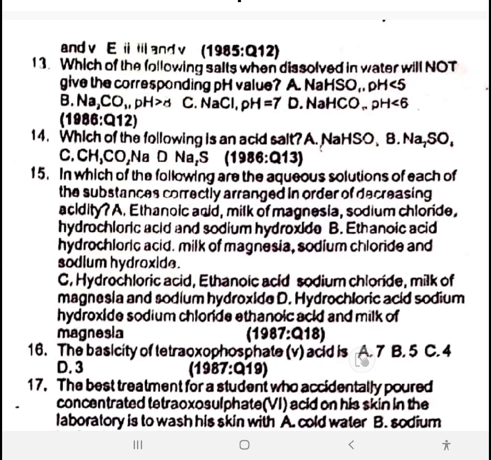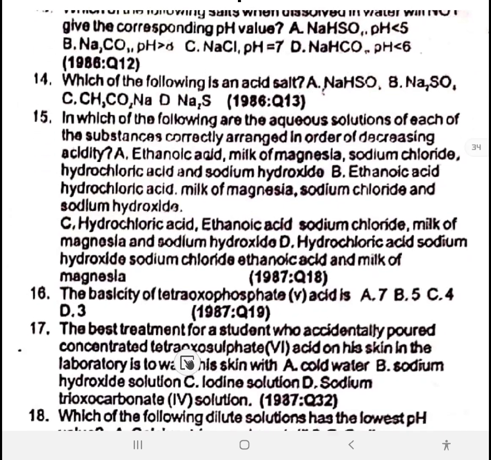H2CO3 equals 2, dibasic. H2SO4 equals 2, dibasic. H2S equals 2, dibasic. H3PO4 equals 3, tribasic. CH3COOH equals 1, monobasic. That one I just called is ethanoic acid. It is monobasic in nature, don't forget. So number 16, the basicity of tetraoxophosphate 5 acid, you could see it is option D, it is 3.